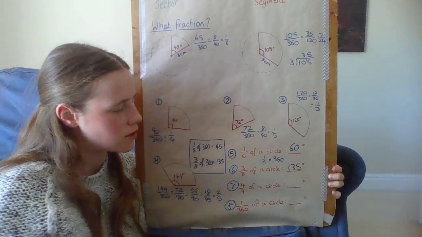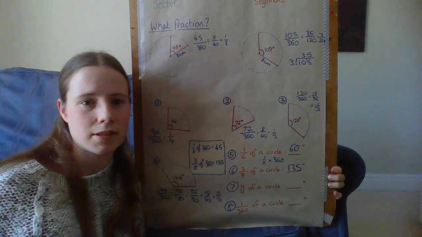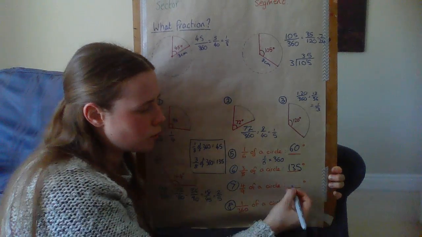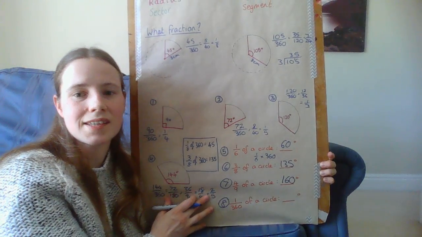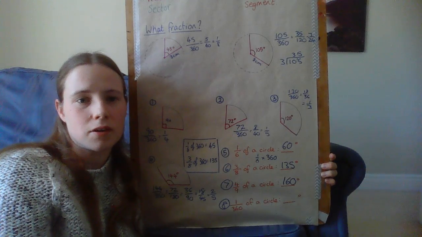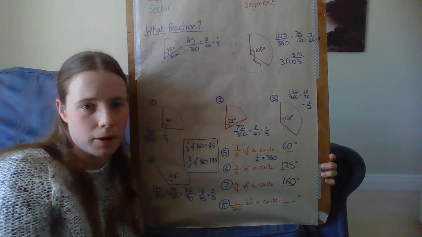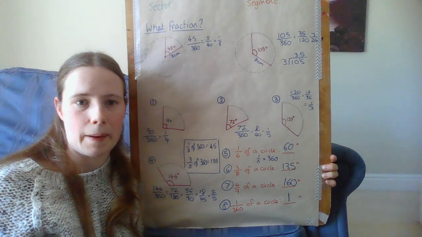Okay, for 4/9 of a circle, I divide by 9 and then times by 4. So 360 divided by 9 is 40, times 4 is 160. And then last of all, 1/360th of a circle, I need to divide by 360. So 360 degrees divided by 360 is 1. So 1 degree for the answer there.